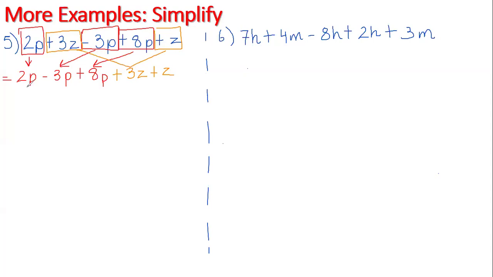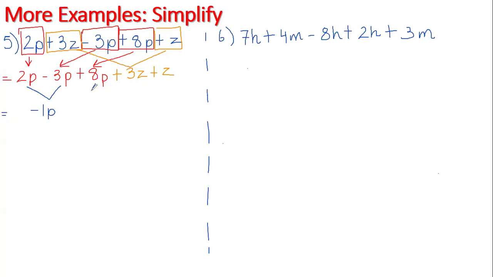Next, what we're going to do? What is 2p minus 3p? Not 1p. Negative 1p. Oh, I didn't see that negative. Jeremiah, you understand that? Yes, sir. Negative 1p.